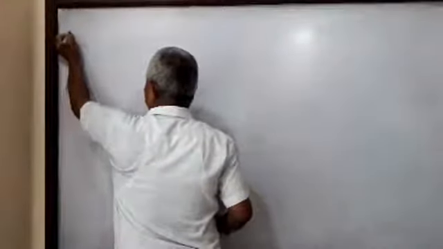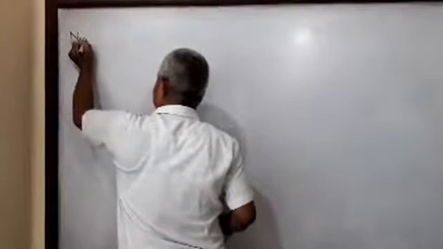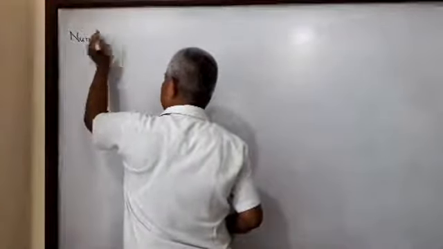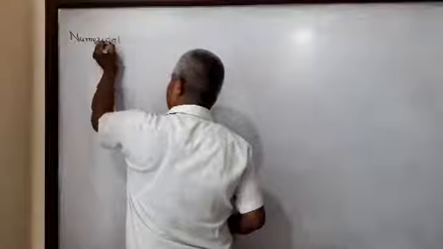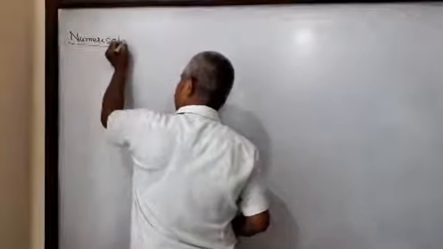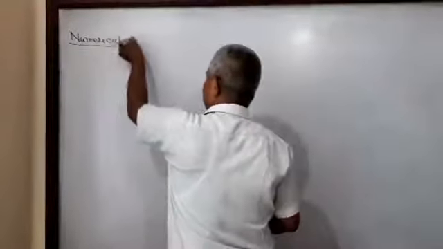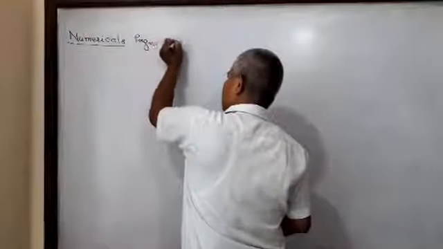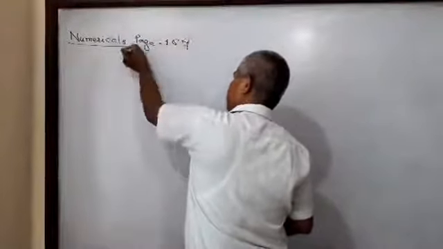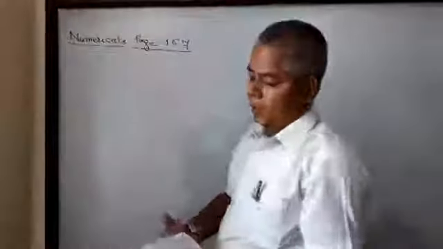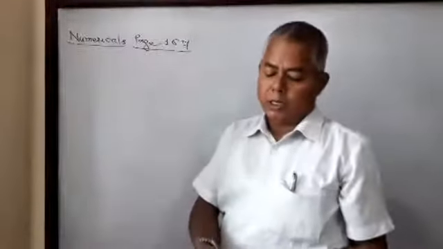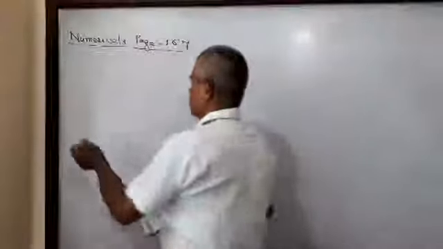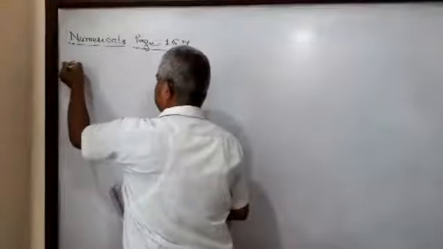Numericals from alternating currents, page number 167. And first question from this one chapter is question number 48.